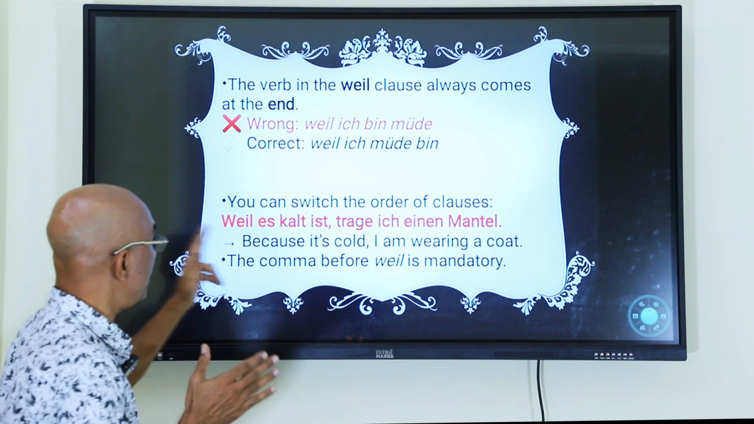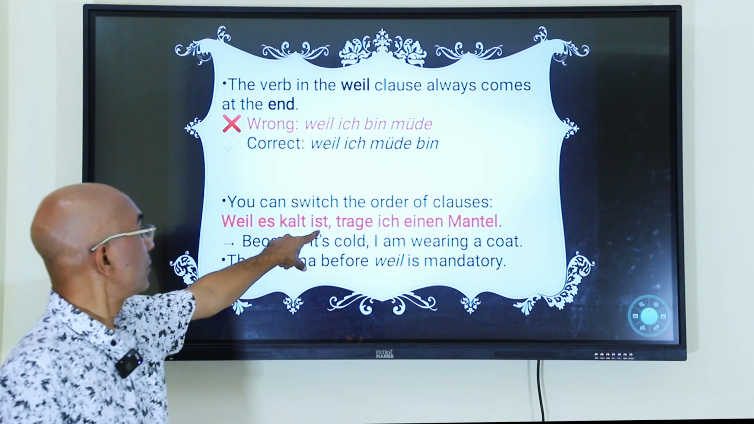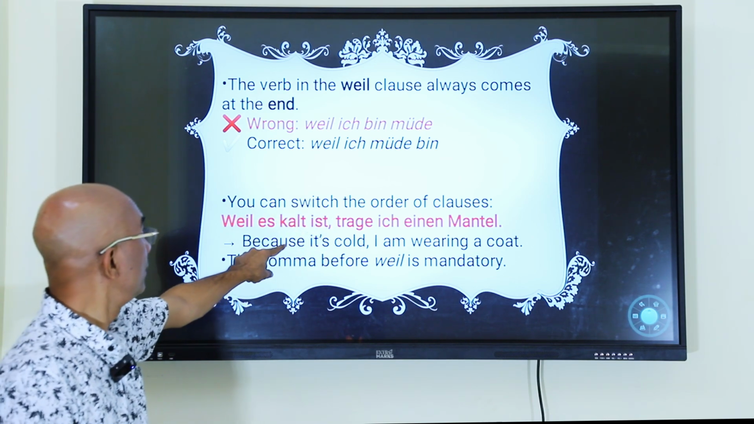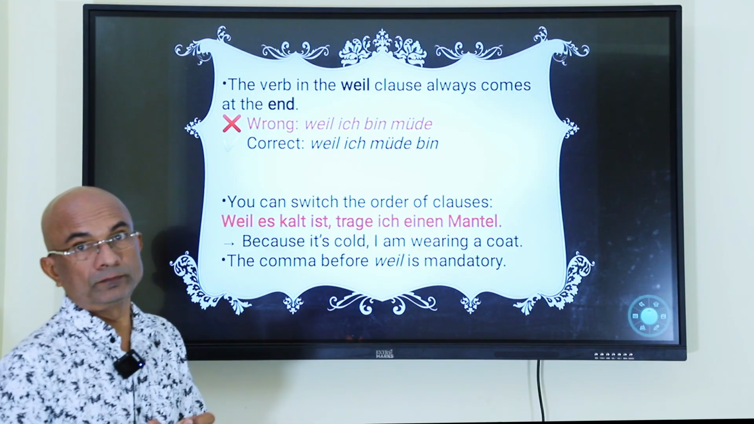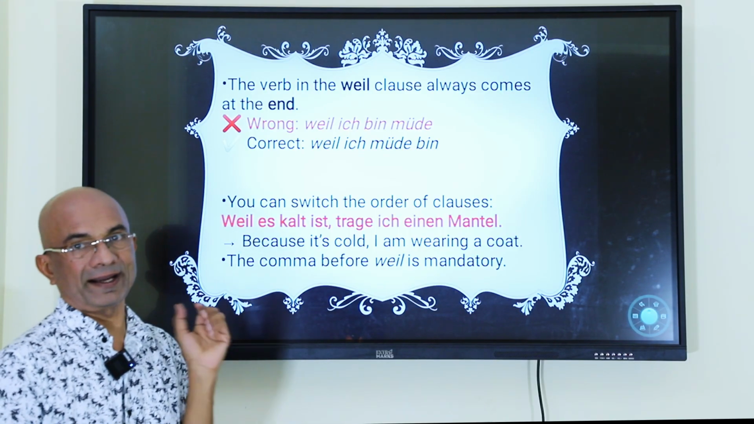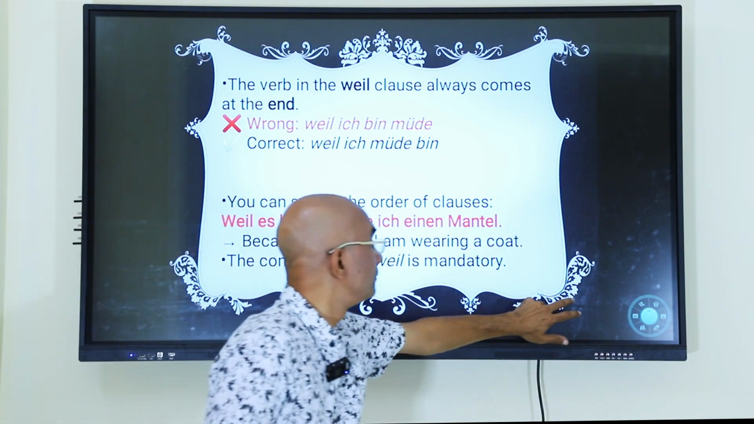Okay, since it is cold, I'm wearing a coat. And always remember we place a comma before "weil". That's mandatory. So: weil es kalt ist, trage ich. Not "ist trage", but trage ich einen Mantel.